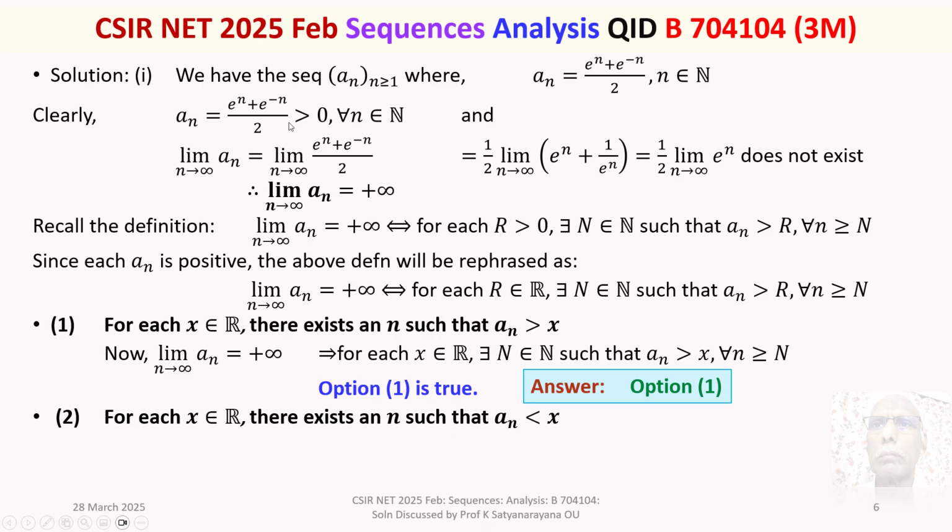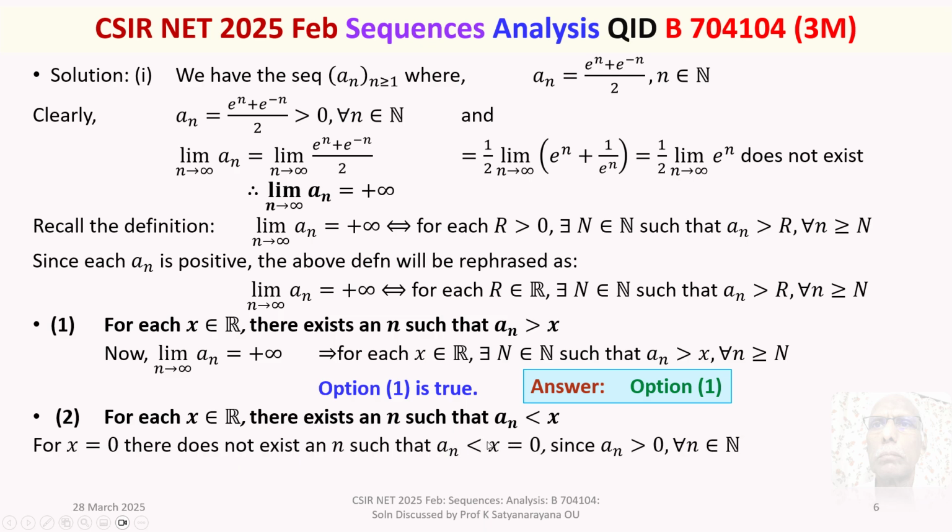No. a_n is positive for all n. Therefore, this is not at all true. So, for x equal to 0, there does not exist an n such that a_n is less than x, where x is 0. So, a_n is negative. This is not true, since a_n is greater than 0 for all n belonging to N. Therefore, option 2 is not true.